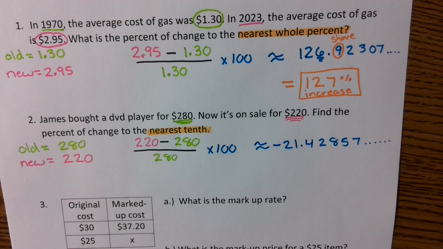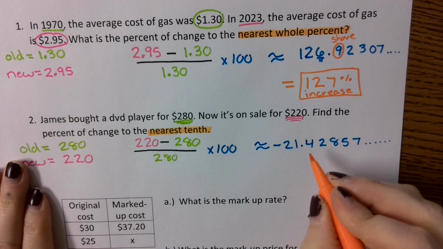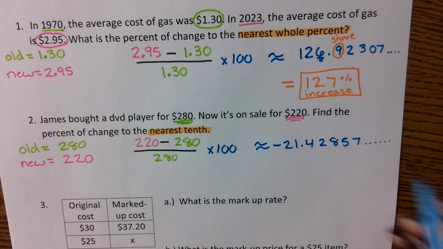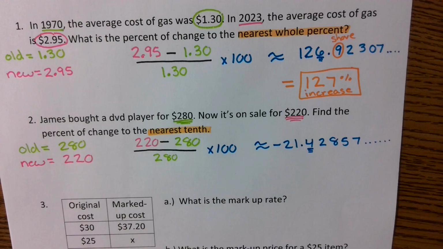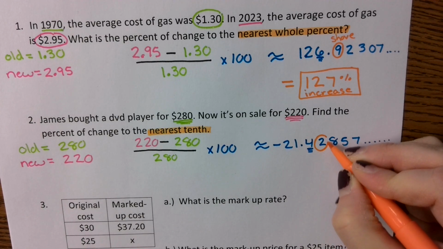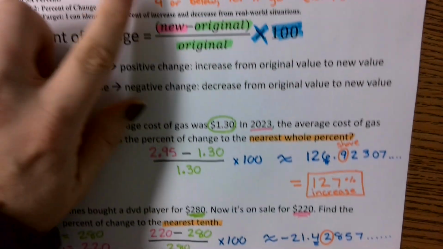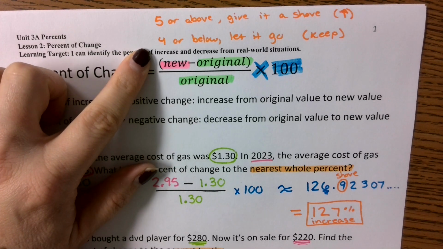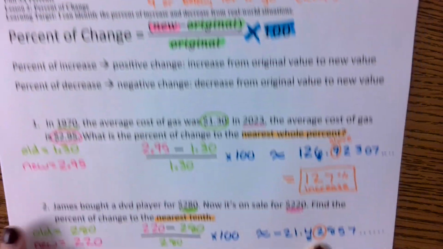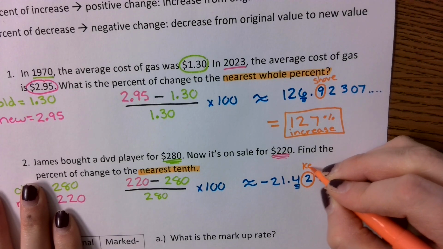Good try. The 4. The 4 is where our tenth place value is. So again, we're looking at the number behind it, this 2 that's directly behind it. Let's take a look back at our rules. Does the 2 go with 5 or above or 4 or below? 4 or below. So we're going to let it go. We're going to keep it.